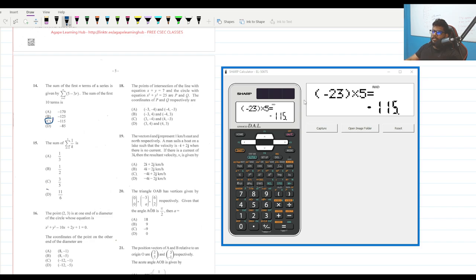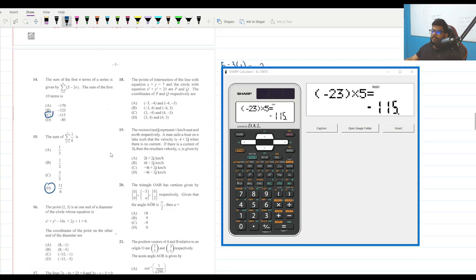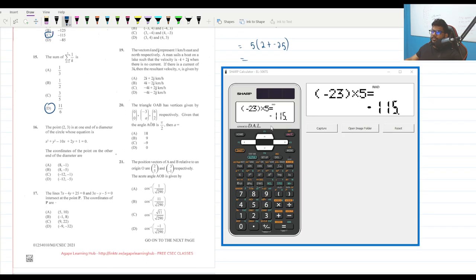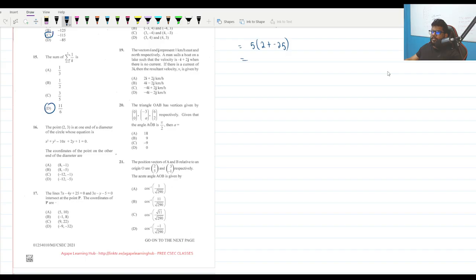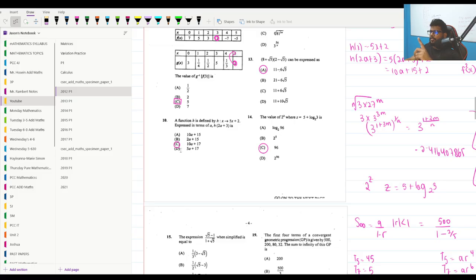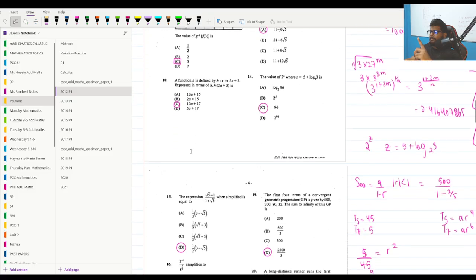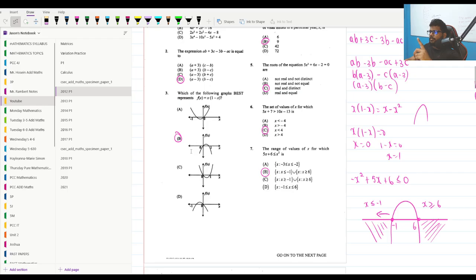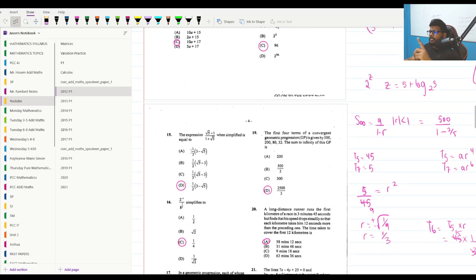The next one, I repeat again, the point 23 is at one end of the diameter of a circle whose equation is given, find the coordinates of the other end of the diameter. This is a repeat. I think this was from one of the earlier papers that we did. Definitely from one of the earlier papers we did.